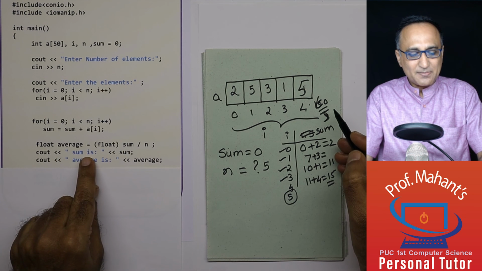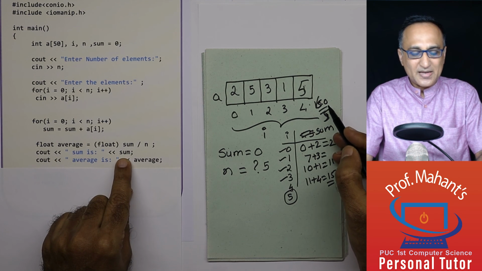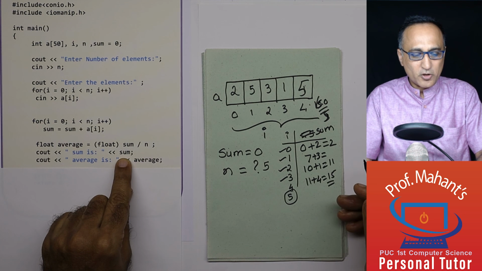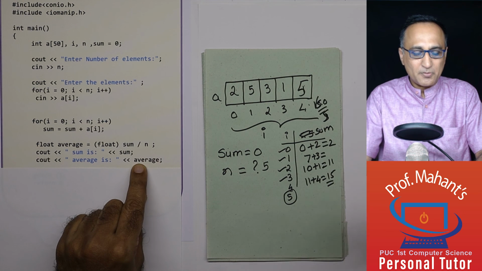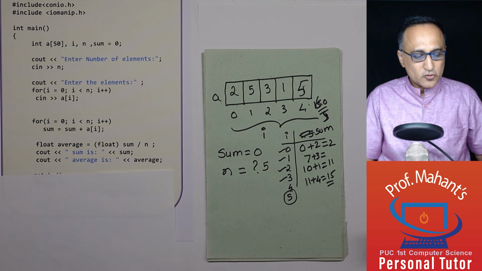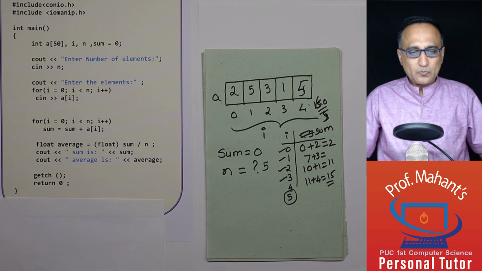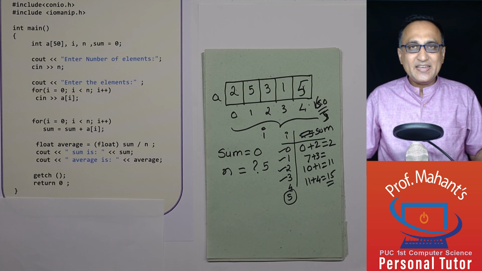Now I am printing sum. It is going to print sum as 15 or 16 depending on what you have entered. Average is 3.00 or 3.33 depending upon what numbers you have entered. So this should give you an idea how we go about finding the sum and average of a 1D array.